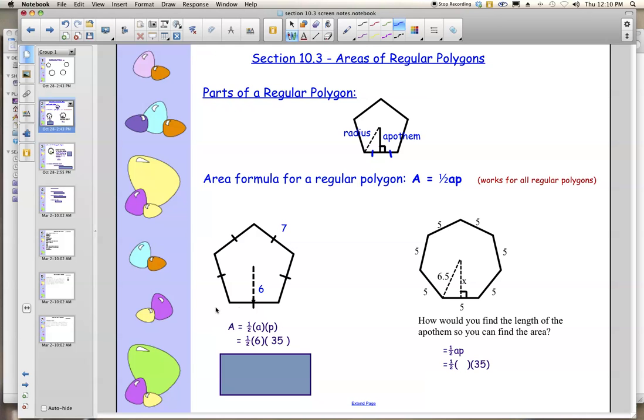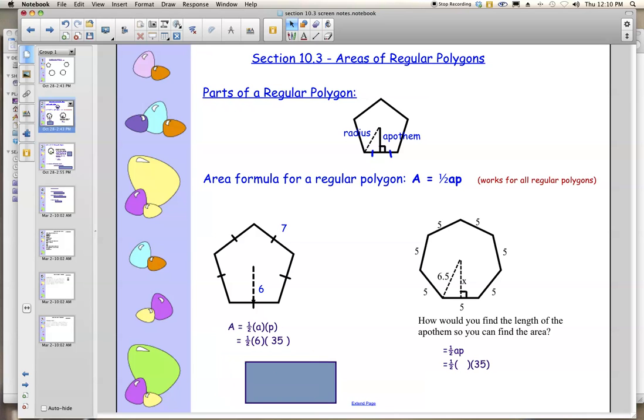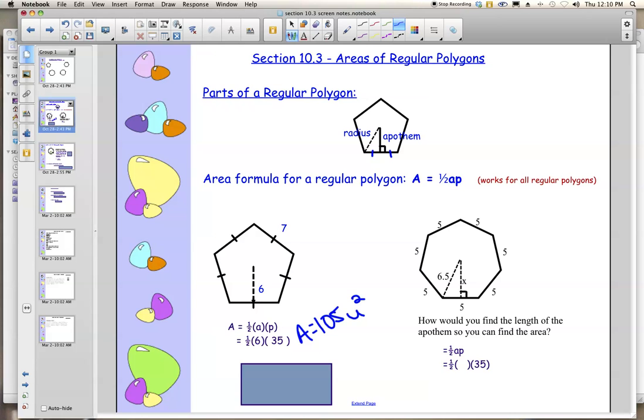So the distance around our structure, we would simply take 7 times 5 and get 35. So to find the area of our structure, we would take 1/2 times 6 times 35, and that would give us 105. The area for this shape would be 105 square units.